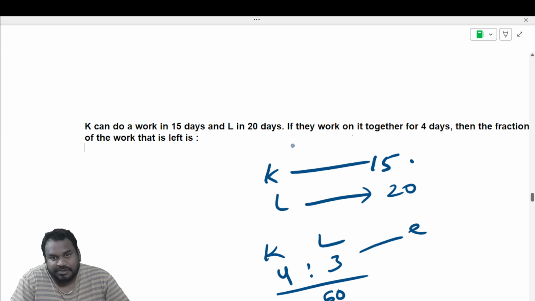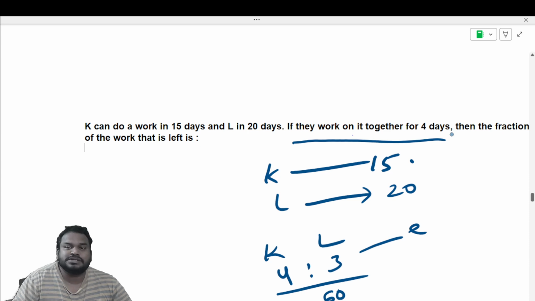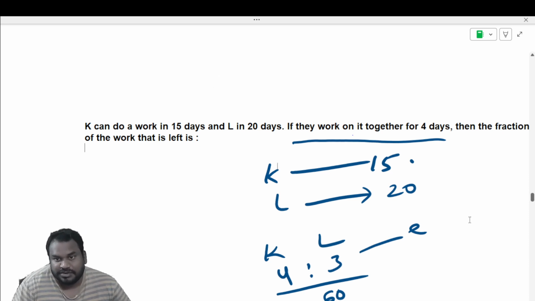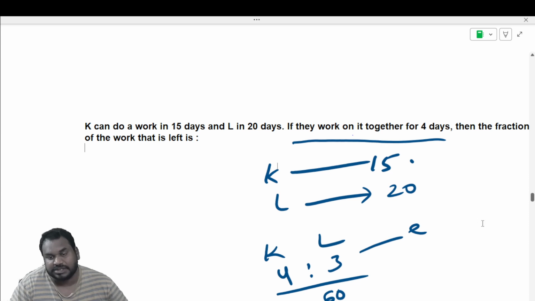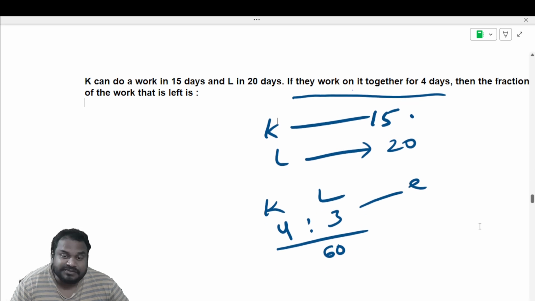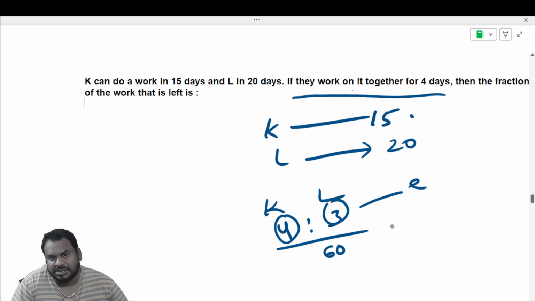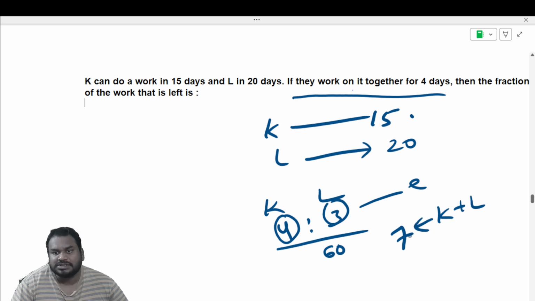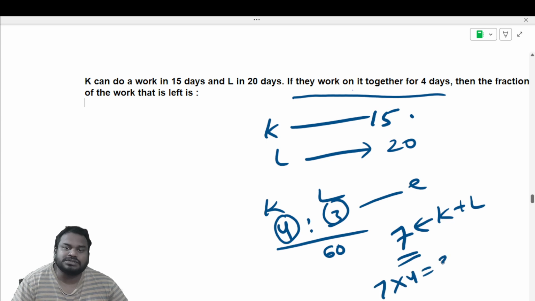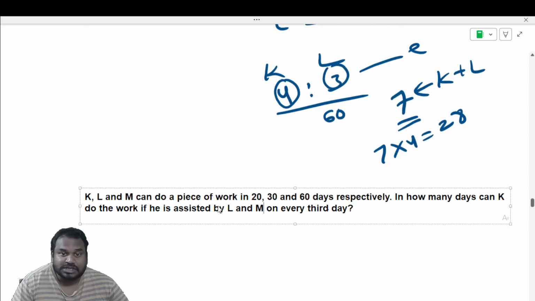So what he is saying, if they work on it together for 4 days, 4 days they are already working. Then the fraction of the work that is left he is asking. When they work for 4 days, see, 4 plus 3 is nothing but 7. When K and L are working, the efficiency is 7. With 7 efficiency, they are working for 4 days. So it means 7 into 4 is 28. So 28 is the total amount of work done out of 60.